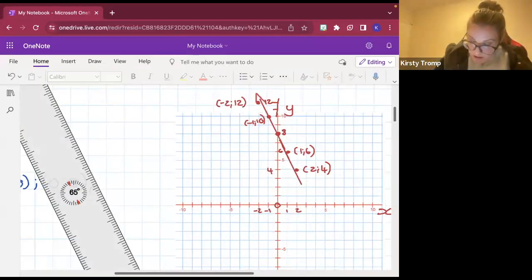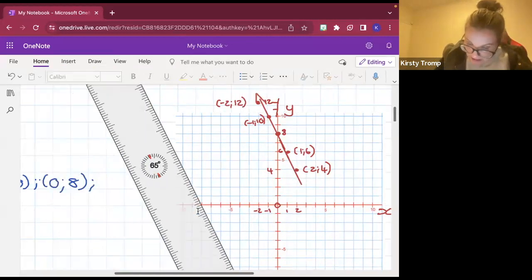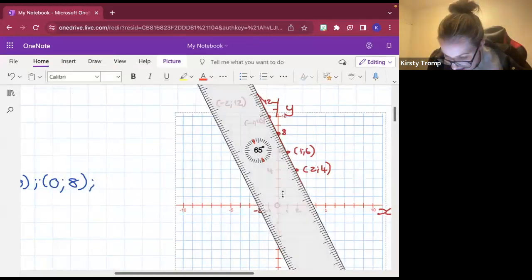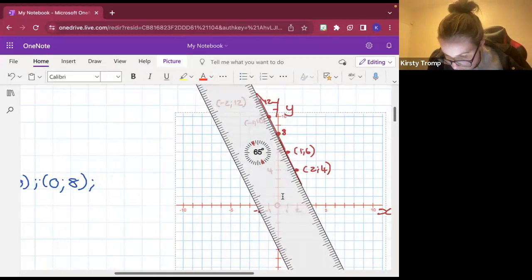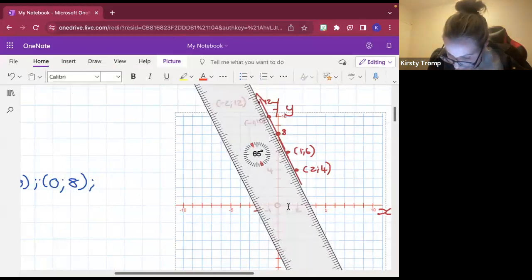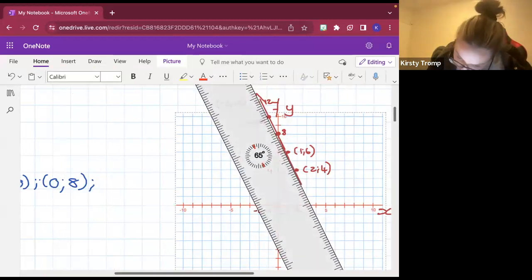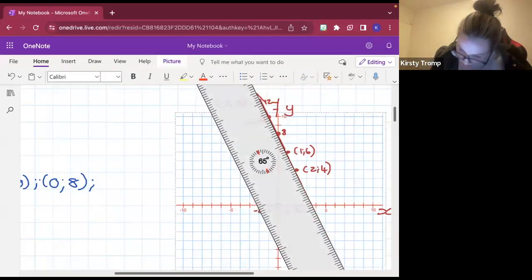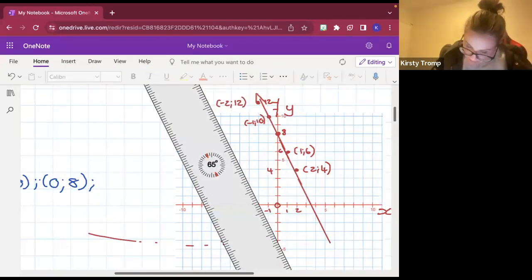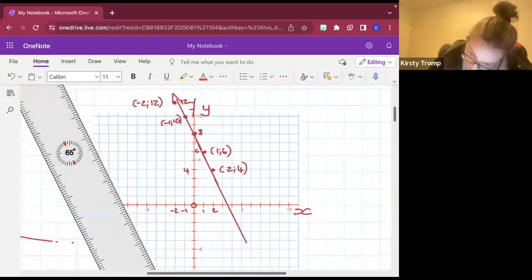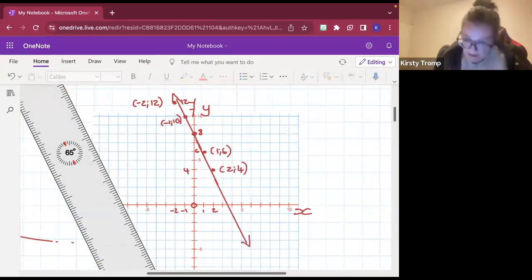All right, what you want to try do is you want to try and extend this line as much as possible. I'm going to try with my ruler. It's a little bit difficult, but I'm going to try for you guys. So you want to try and extend this line so that it goes all the way through your graph. Oh my gosh. Okay, and we draw an arrow.